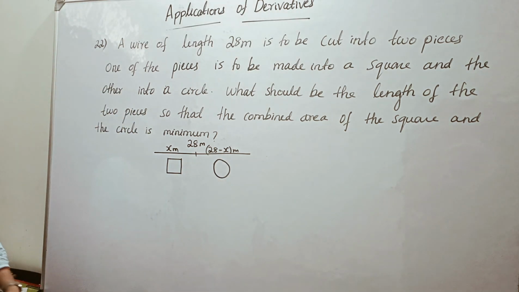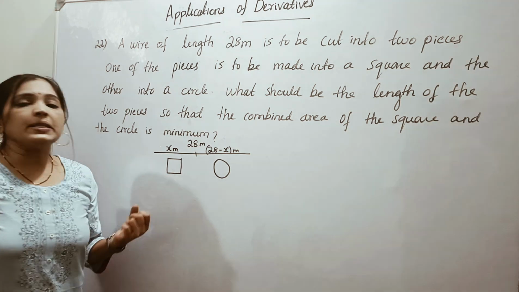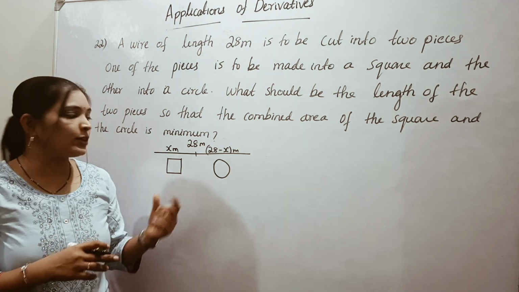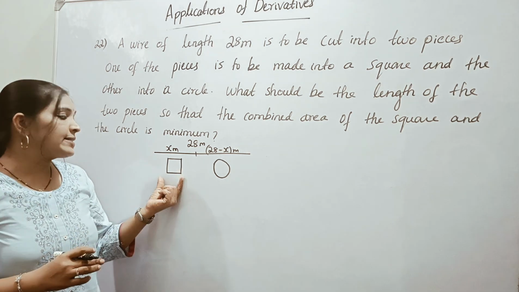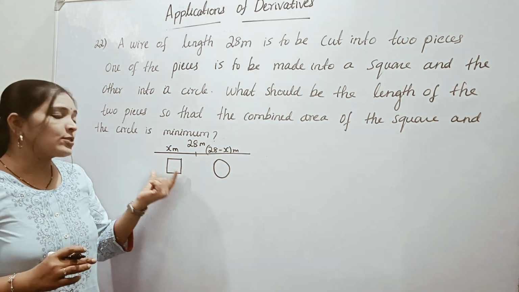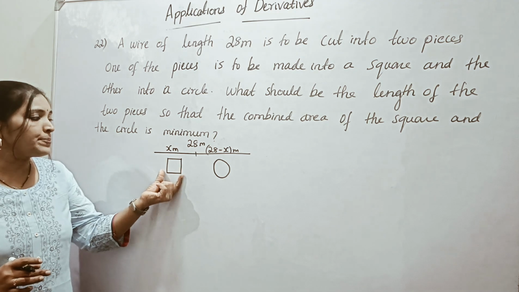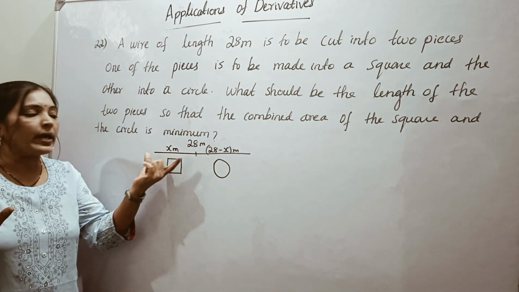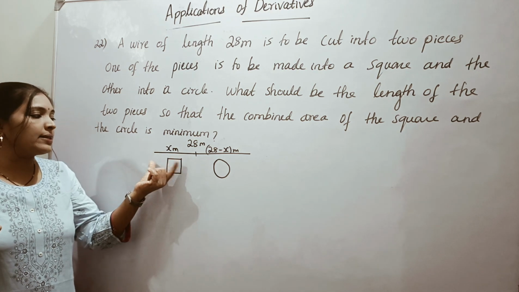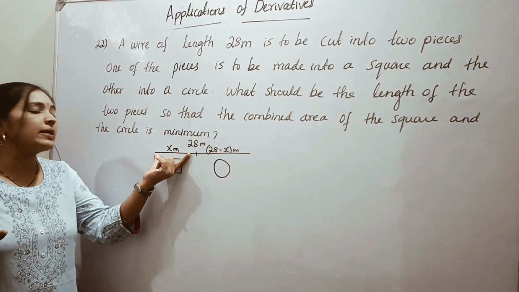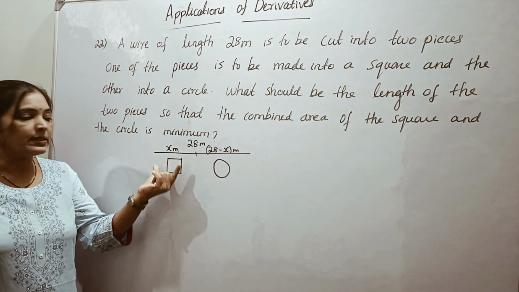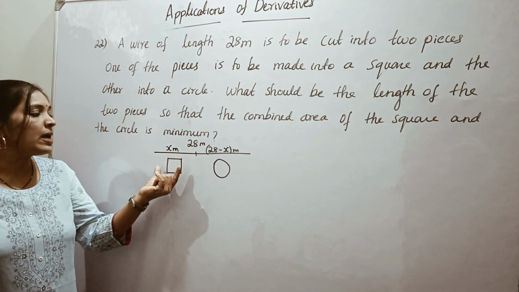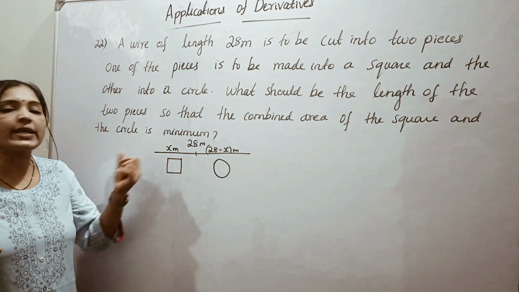Now what is the perimeter of this square? Perimeter is nothing but the total length of this square, right? This square is made from this x meter length of wire, so its total length is nothing but the length of the wire. That is, the perimeter of this square is equal to x meter.